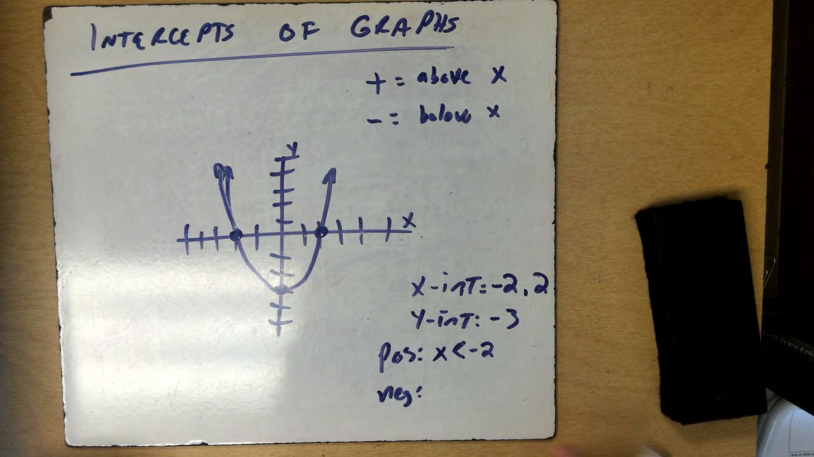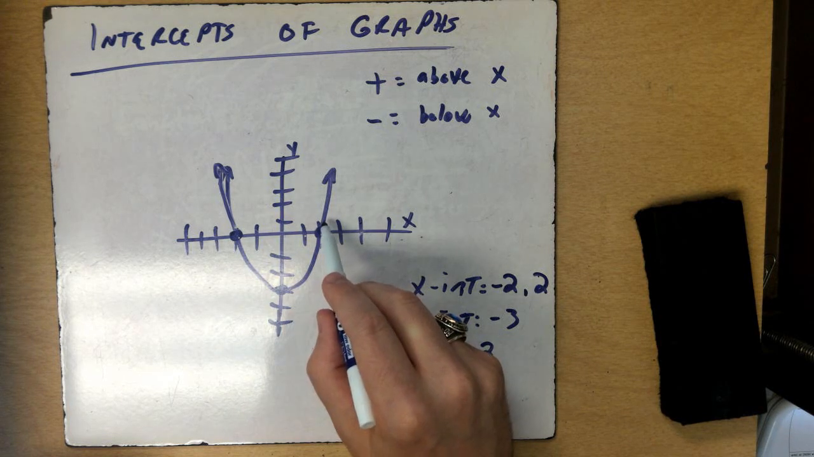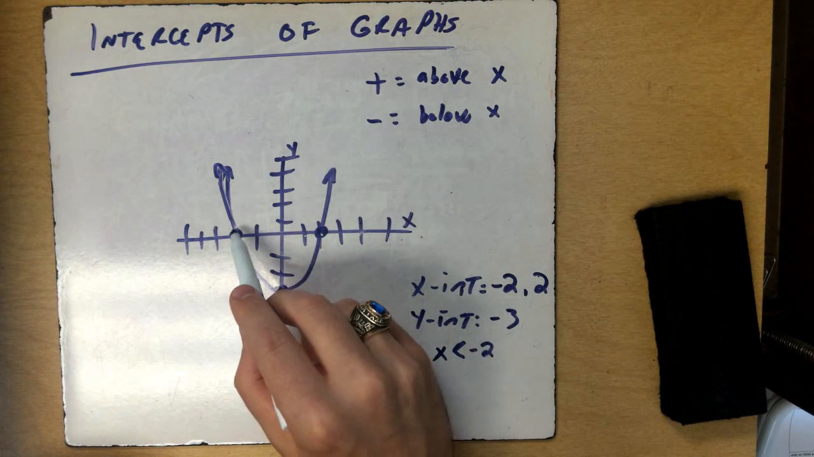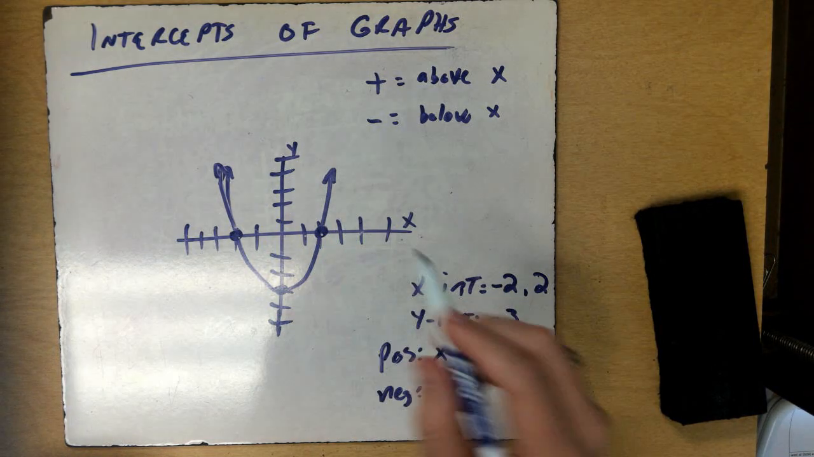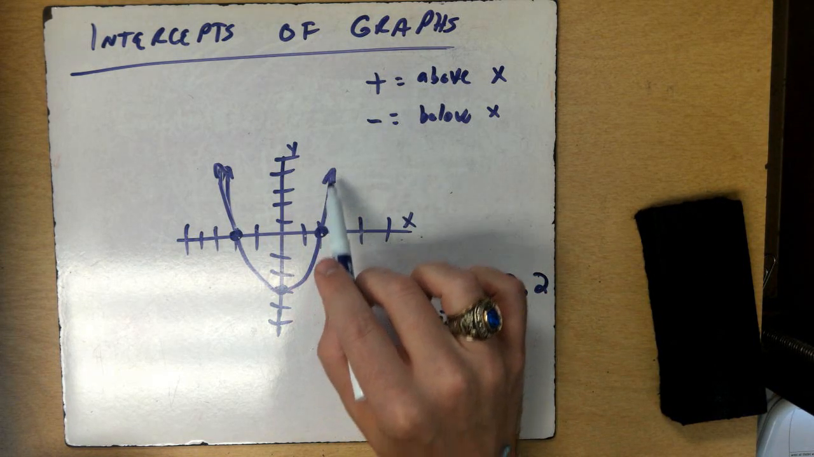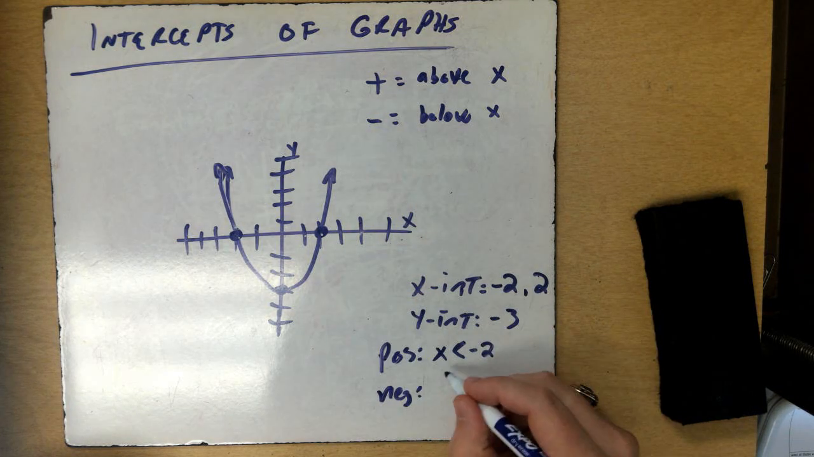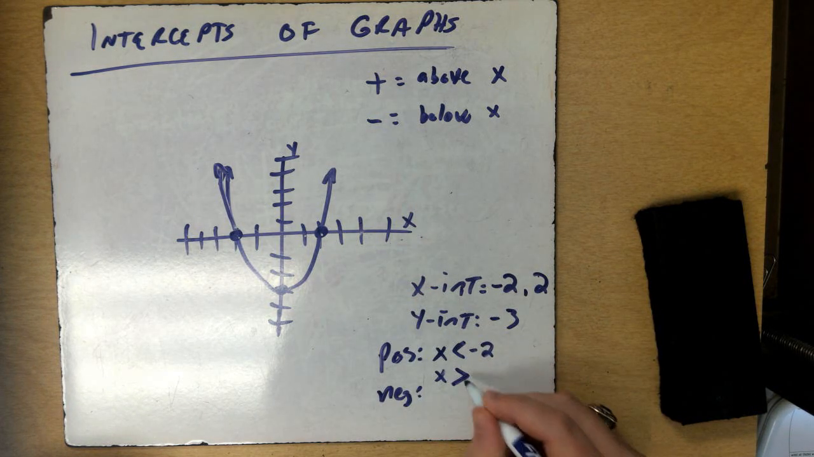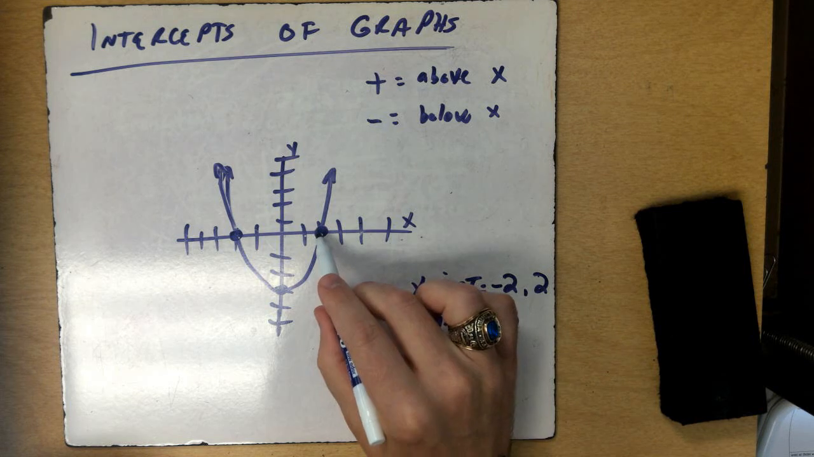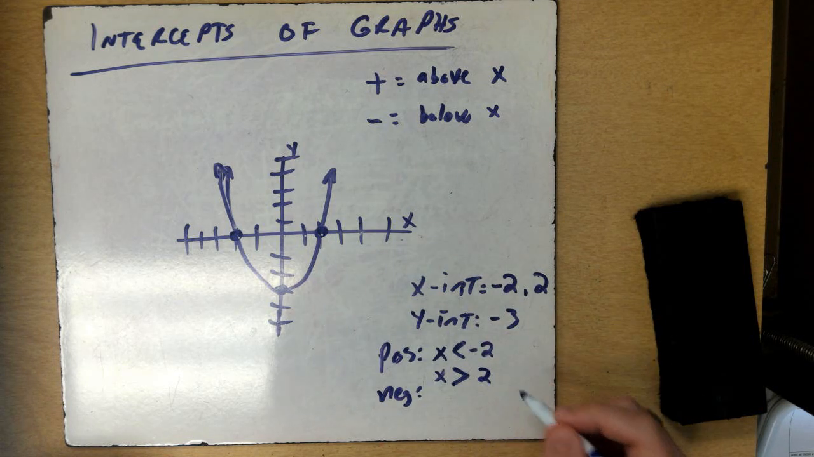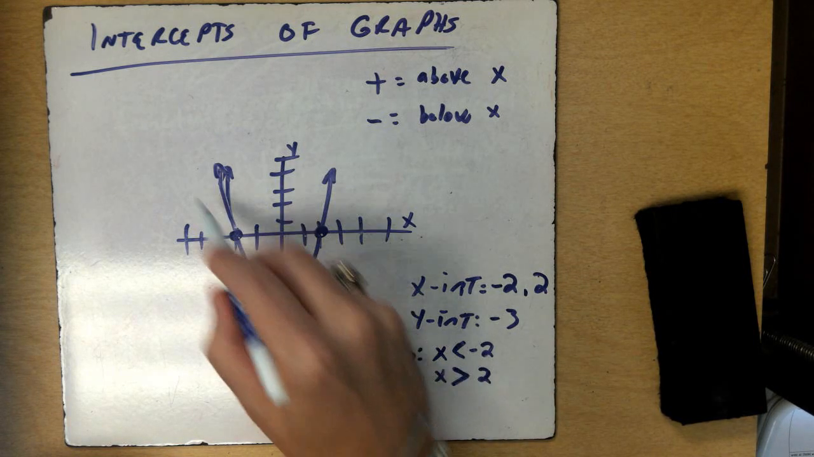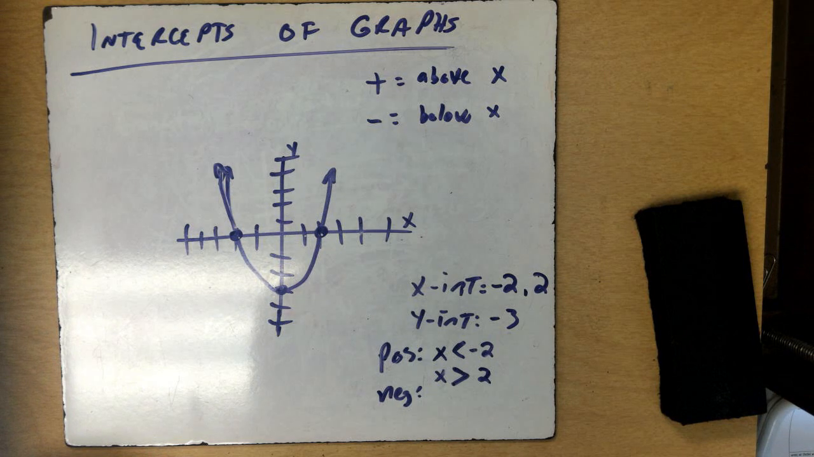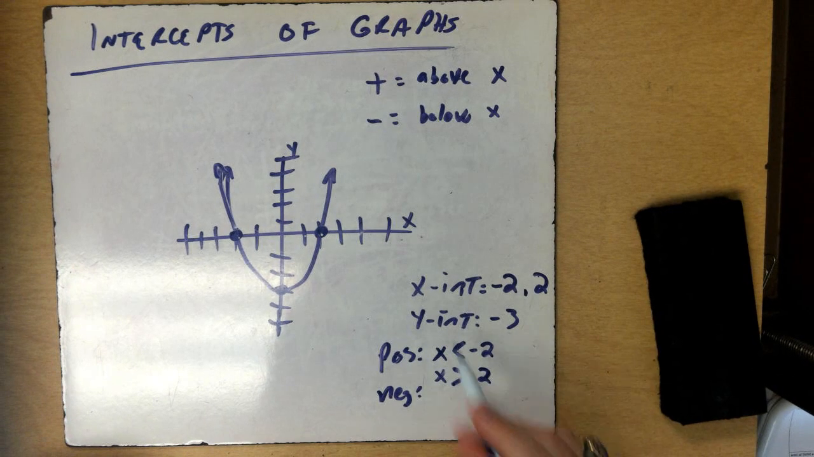Now, where else is it positive? It's also positive over here. Remember, everything above the x. So it's not only this line, but this line here is also positive. Which way is this going? It's going right, greater than, and what's our point here? Our point here is +2. So we can say that the graph is positive for everything less than -2, because it's going left, and everything greater than +2.